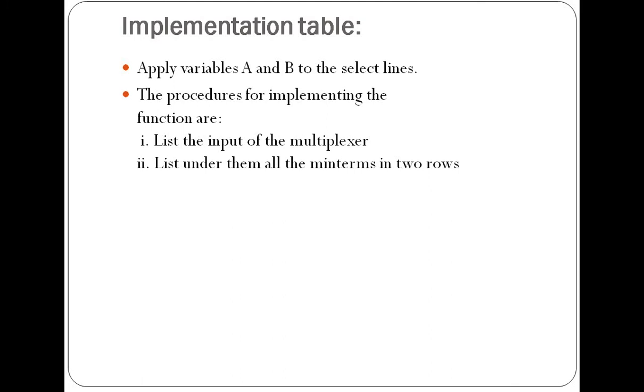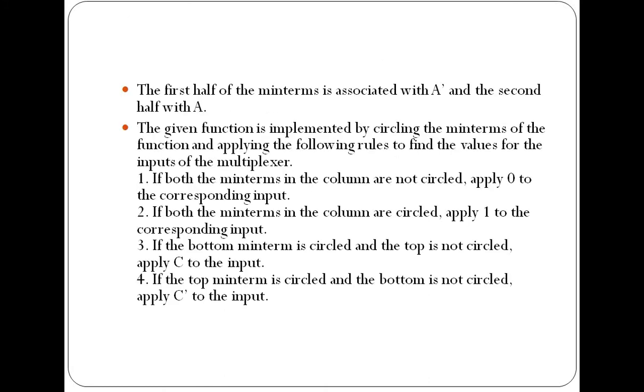Apply the variables a and b to the select lines. The procedure for implementing the function is: list the inputs of the multiplexer, and all the minterms are to be included in rows. The first half of the minterms is associated with a complement and the second half is associated with a. The given function is implemented by circling the minterms of the function and applying the following rules to find the values for the inputs of the multiplexer.